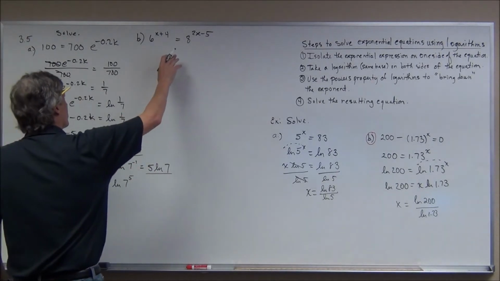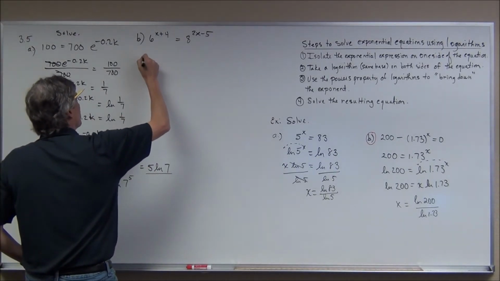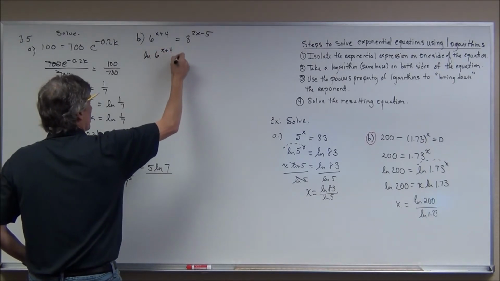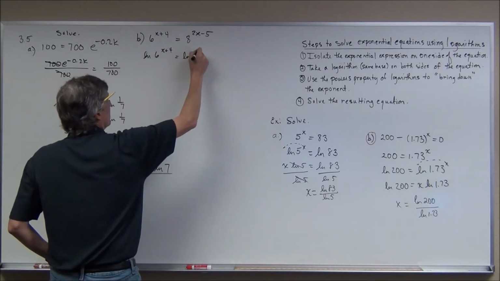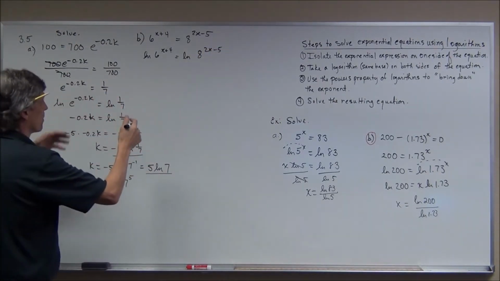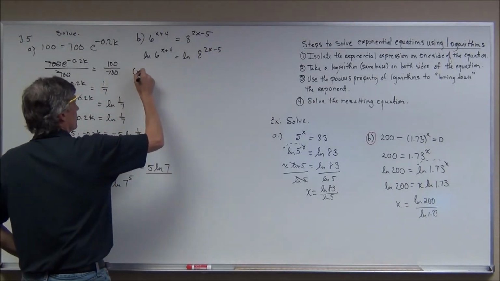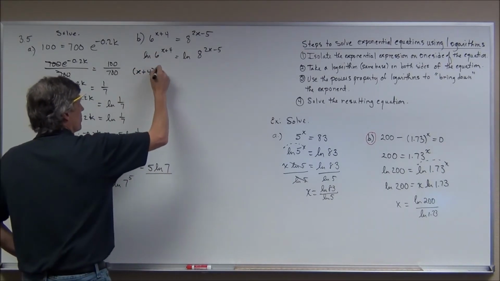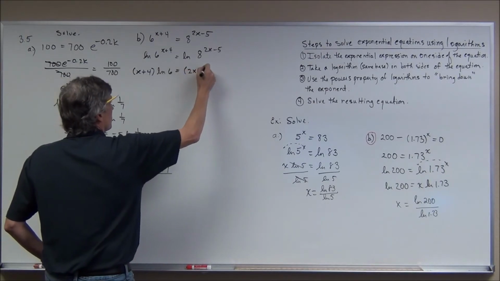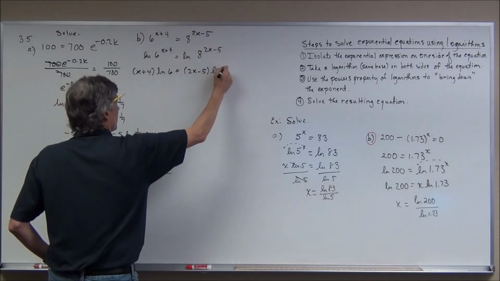But what I'm going to do here is take the natural log, and you can use a common log. I just like the natural log because I only have to write 2 letters instead of 3. And then I'm going to use my powers property, but I have to be extra careful here because my exponent is a binomial. This side as well. Bring this out in front, the natural log of 8.